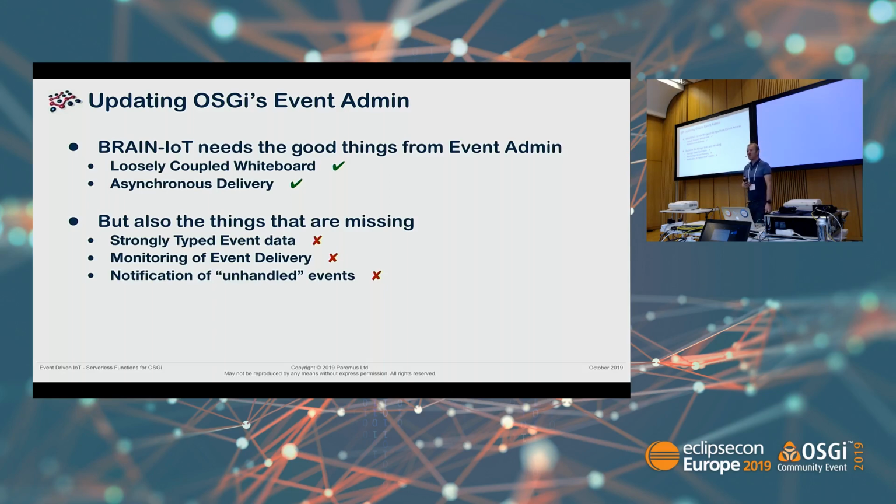We also want to be able to monitor the event delivery. Because at the moment in event admin, the only way that you can monitor the events that are going through is to register an event handler that listens to all the events. Now, I don't know if you're aware that in quantum mechanics they say you can't observe a system without changing it. It turns out event admin is quantum mechanics. You can't observe event admin without changing what happens because you've added your own event handler. And particularly when you want notification of events that nobody's handled, if your monitoring thing is handling everything, then suddenly your system has changed quite a lot. So event admin is not fit for purpose for BRAIN-IoT.